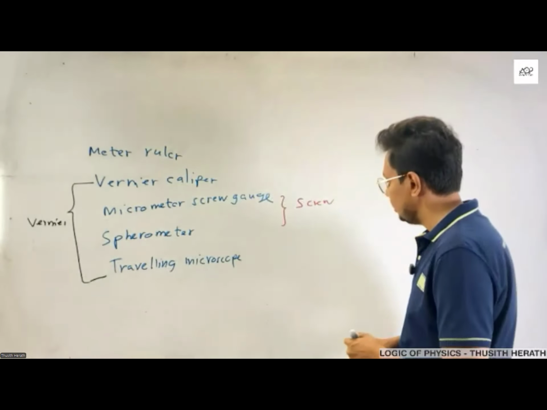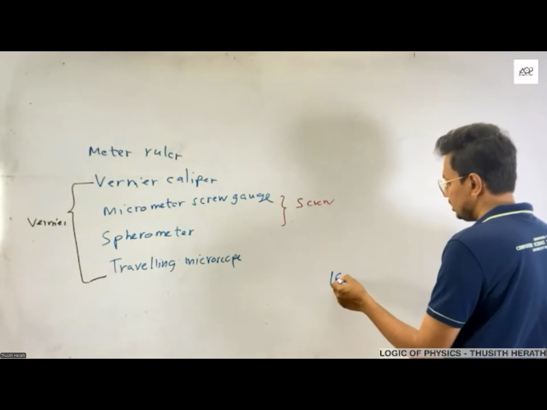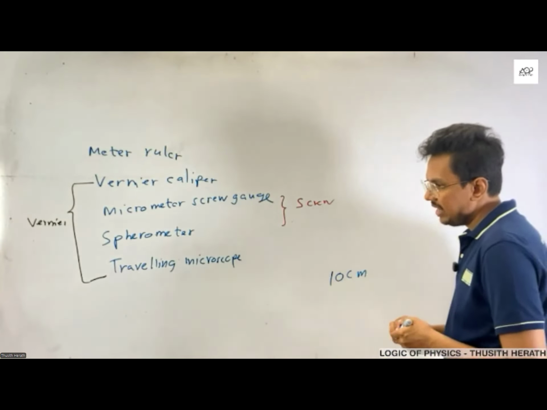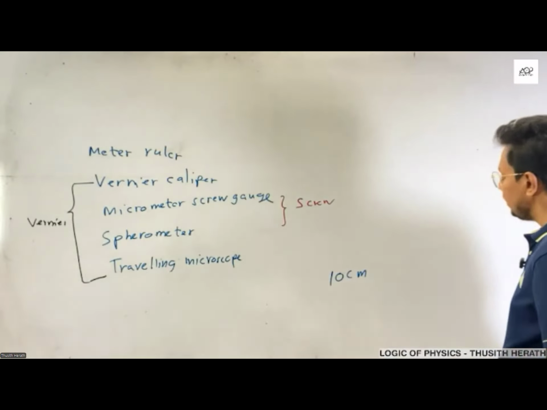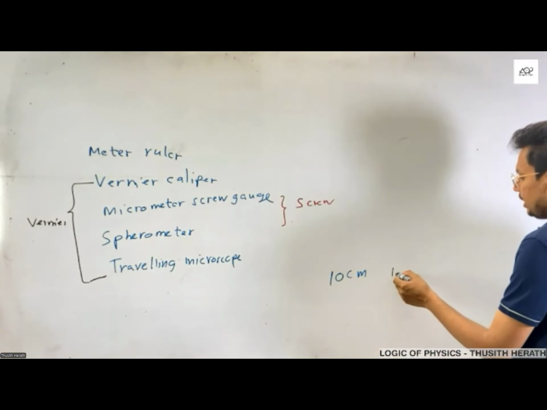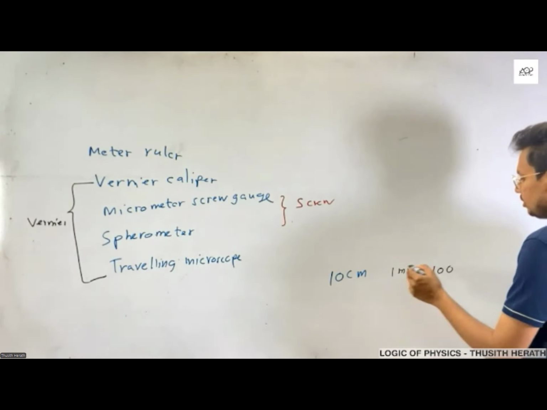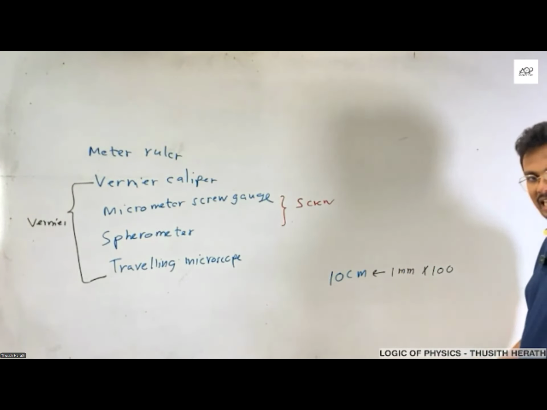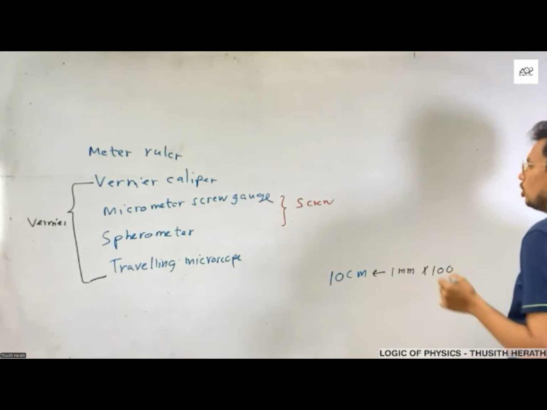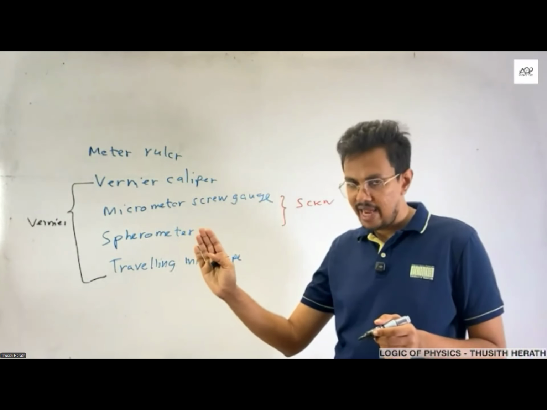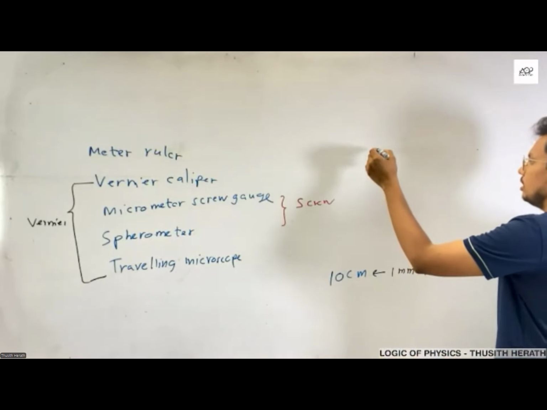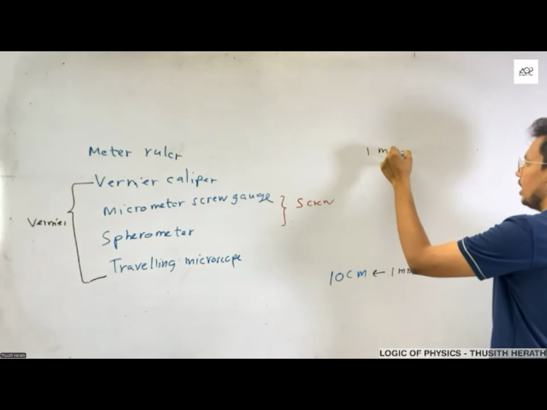You can write in front of that 10 centimeters that this value is obtained by multiplying the least count by 100. Can you remember the calculation we did in order to have a percentage error less than or equal to 1%? We have to calculate the percentage error.